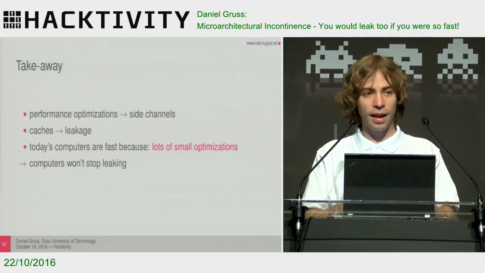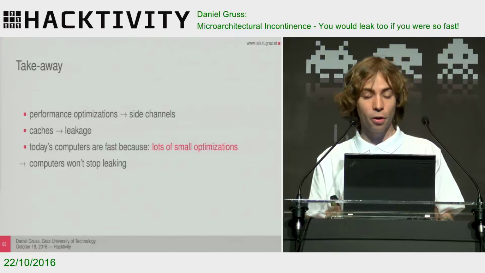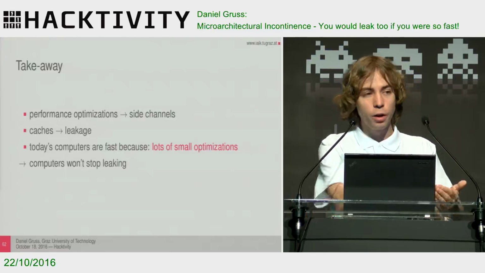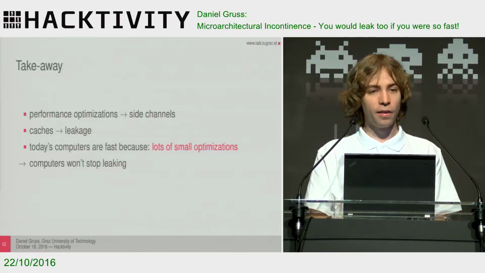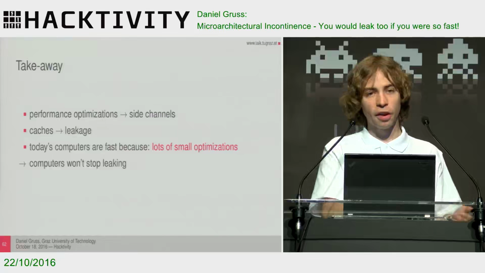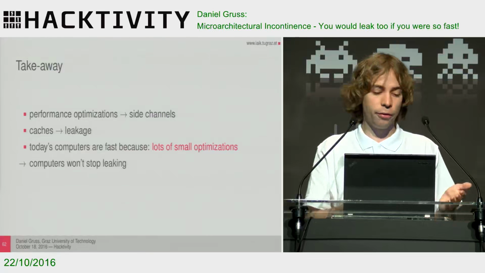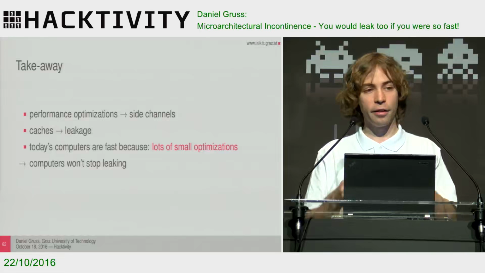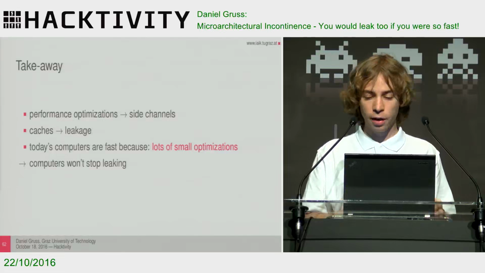Caches leak data. If you have a cache, it will leak data. Today's computers are fast because of these small optimizations. So we have kind of a dilemma here. We don't want to make our computers slow, but at the same time, we want to get rid of the leakage. If we have to decide between performance and leakage, probably most people will just choose performance and not care about the leakage. So our prediction for the future is that computers won't stop leaking. We will have loads of cache attacks and other side channel attacks on microarchitectural elements in the near future as well. And with that, I would like to end.